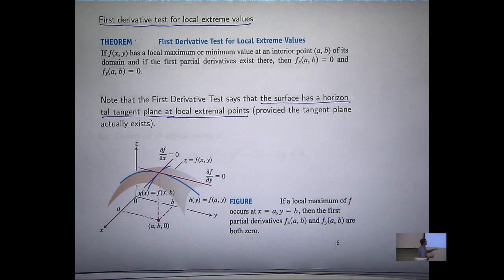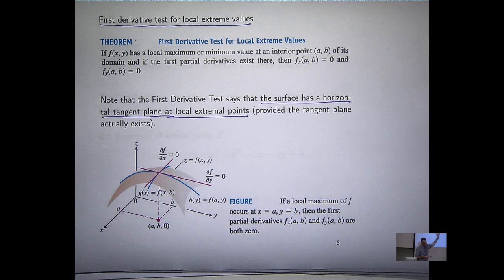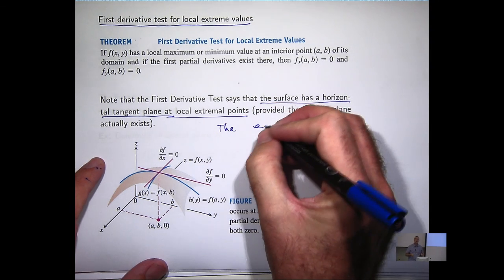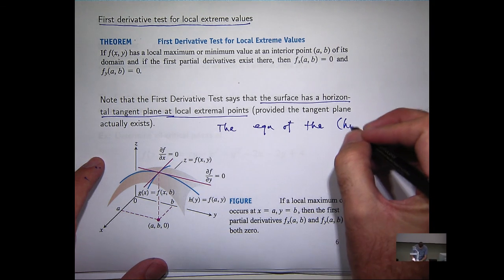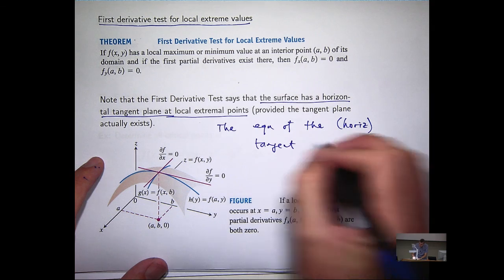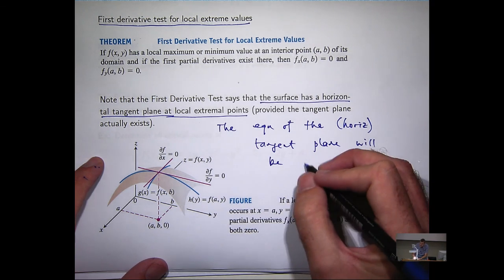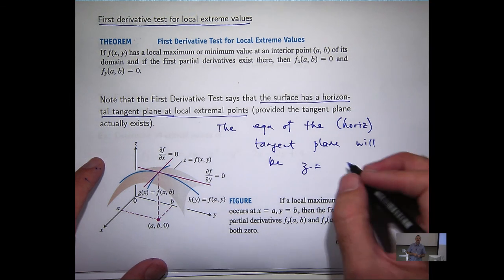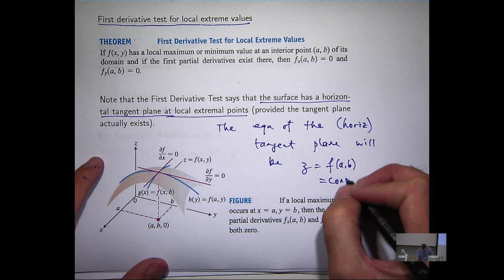Now, if you take those derivatives and try to form the equation of the tangent plane, you'll get the following. z equals, well, the partials are all 0, so it'll just be this. It's just a constant.